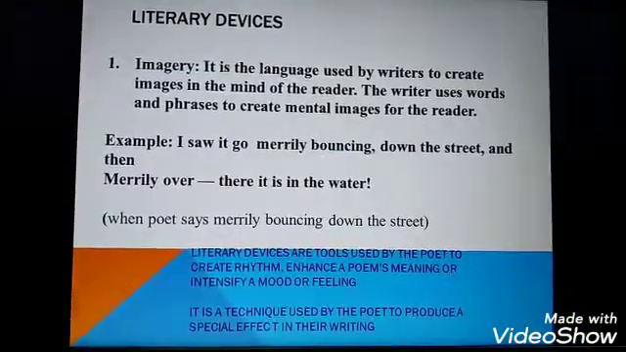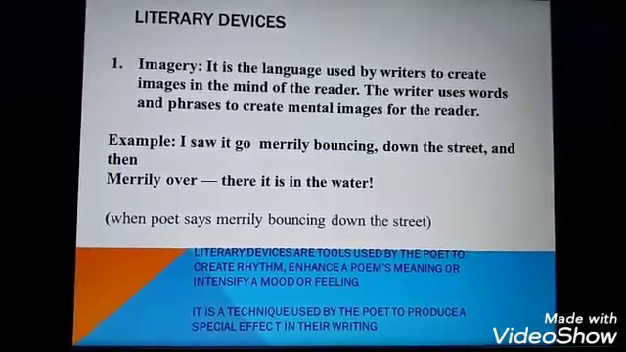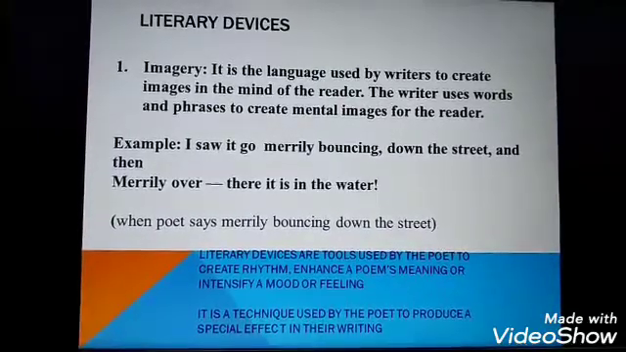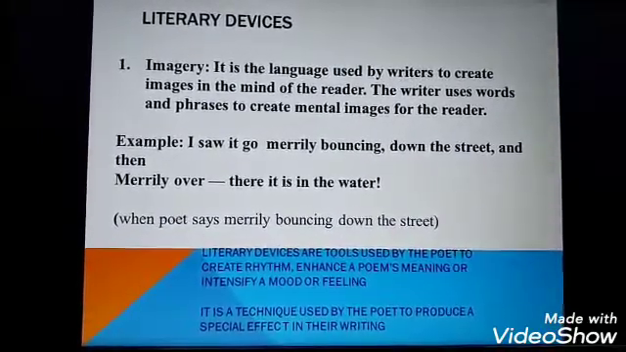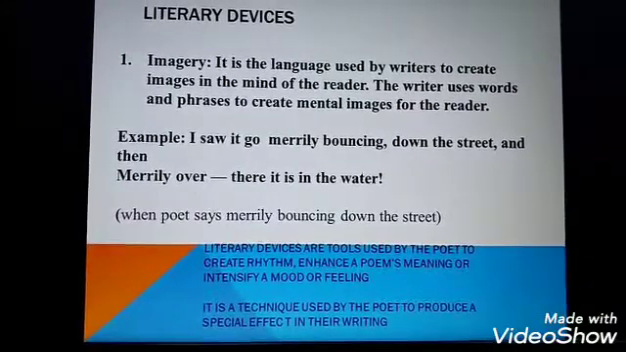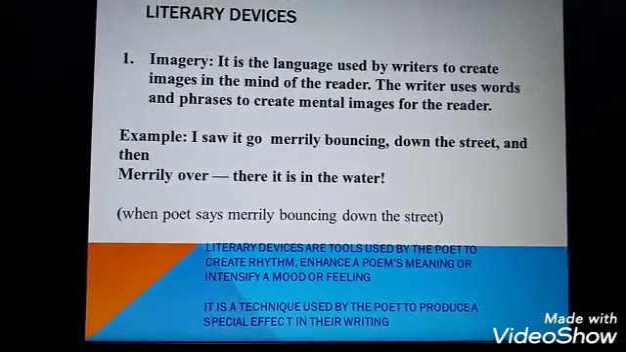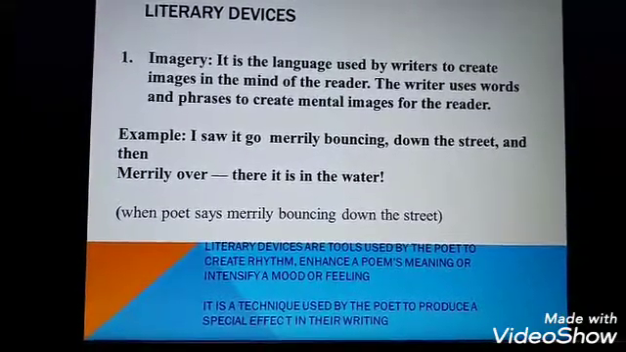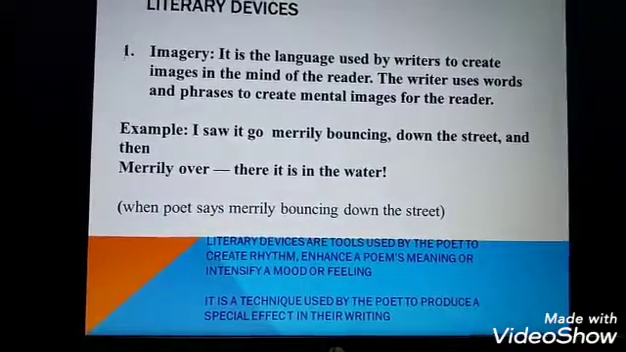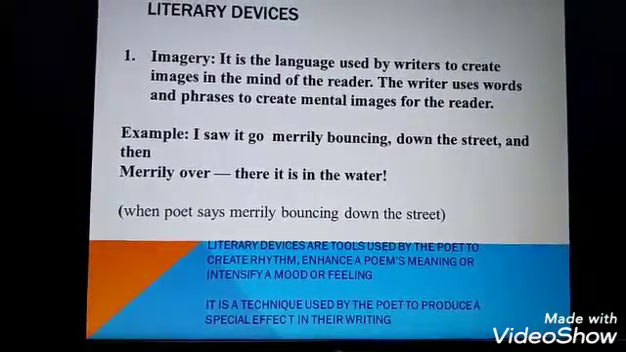Literary devices are tools used by the poet to create rhythm, enhance a poem's meaning, or intensify a mood or feeling. It's a technique used by the poet to produce a special effect in their writing. Examples of literary devices in this poem are: number 1, imagery. It is a language used by the writers to create images in the mind of the reader. The writer uses words and phrases to create mental images for the reader.